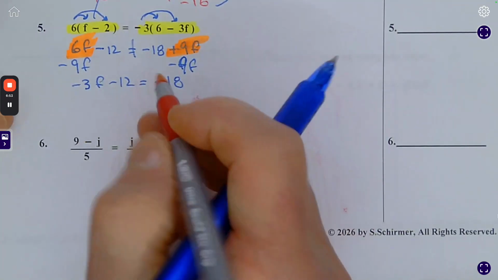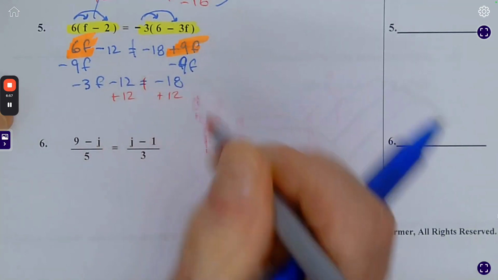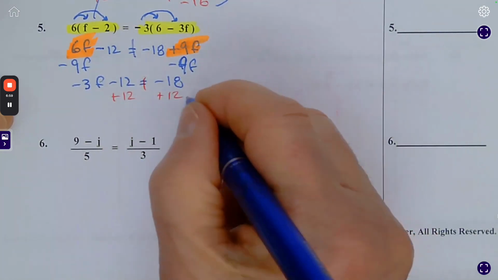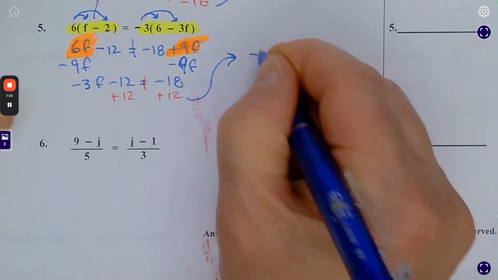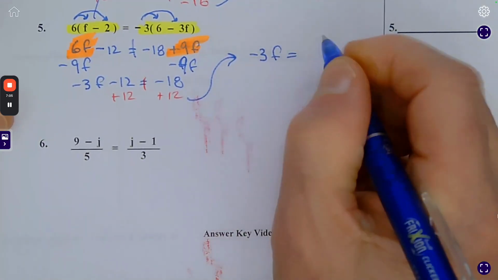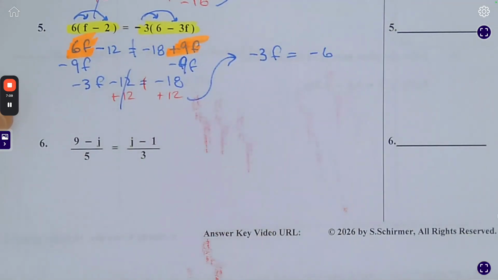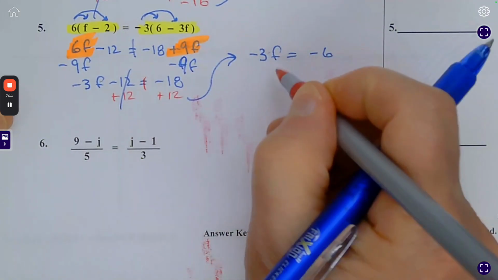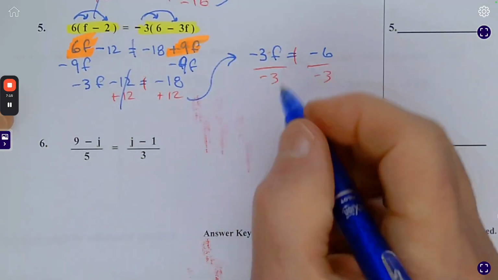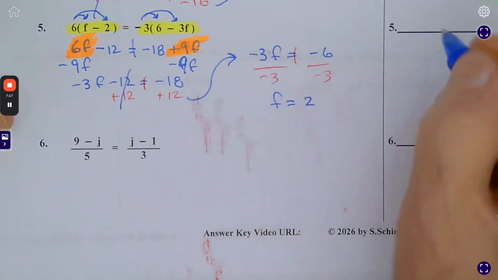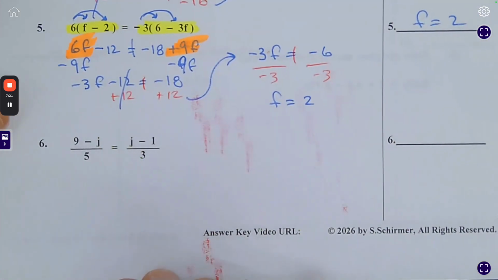All right, now I'm going to move those constants over. Opposite of a minus 12 is a plus 12. I'm going to simplify up and over here. So that gives me negative 3f is equal to, this is 0, that is negative 6. Inverse operation for multiplication is division. So I have f equals 2. Boom. We done. That's not bad.